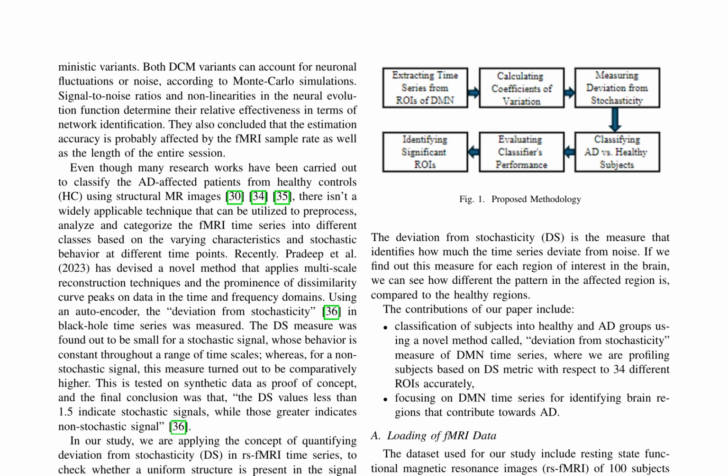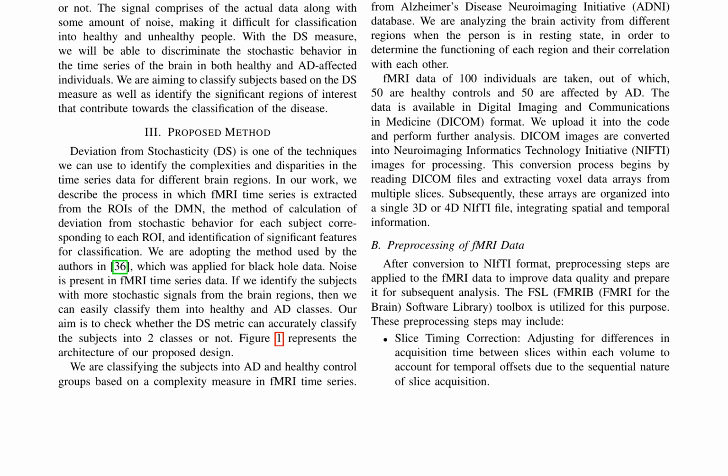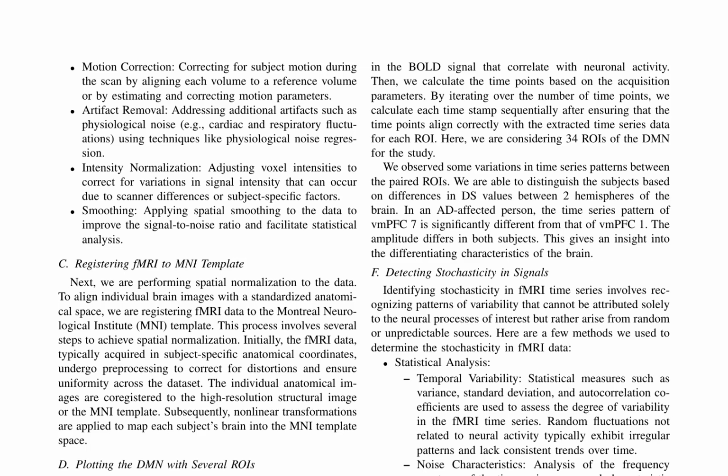The methodology includes loading and preprocessing of fMRI data from the Alzheimer's Disease Neuroimaging Initiative, ADNI, database, focusing on the DMN regions. The DS measure is applied to identify the deviation from stochastic behavior in the time series of brain regions, allowing for the classification of subjects and the identification of significant regions of interest contributing to the disease. The proposed method is designed to overcome the limitations of existing techniques by providing a more accurate and robust classification approach.